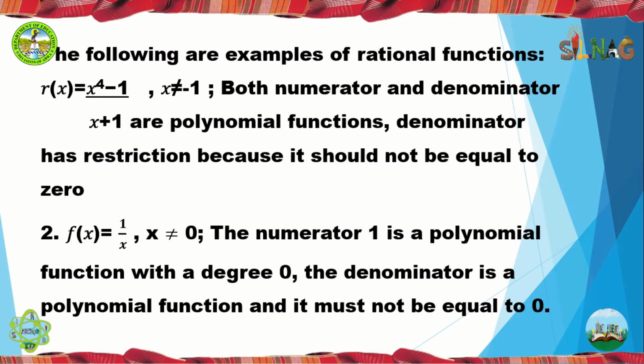The following are examples of rational functions. Number 1. R of x is equal to x raised to the 4th power minus 1 over x plus 1, where x should not be equal to negative 1. Both numerator and denominator are polynomial functions. The denominator has restriction because it should not be equal to 0. Number 2. F of x is equal to 1 over x, where x should not be equal to 0. The numerator 1 is a polynomial function with a degree 0. The denominator is a polynomial function and it must not be equal to 0.